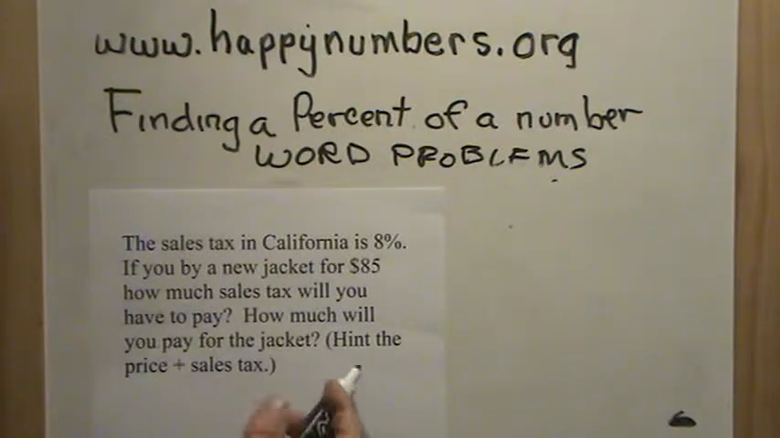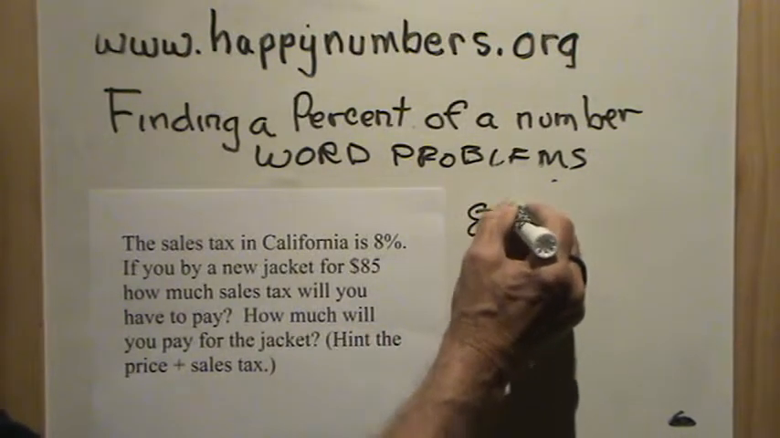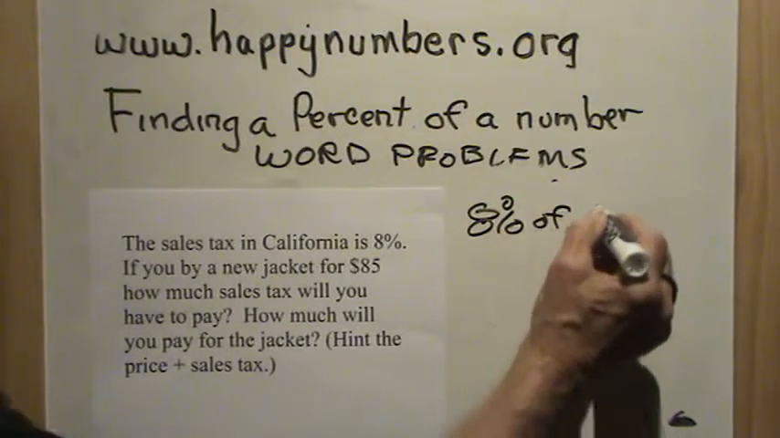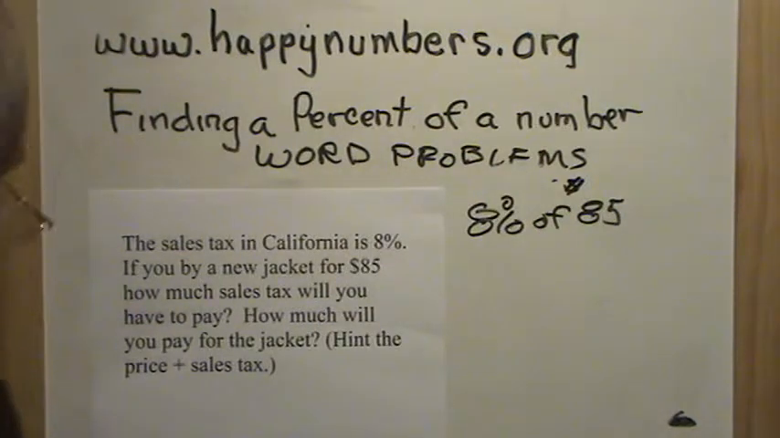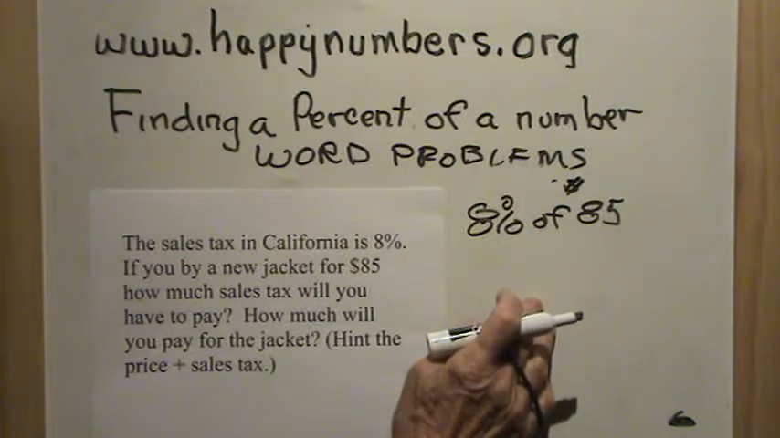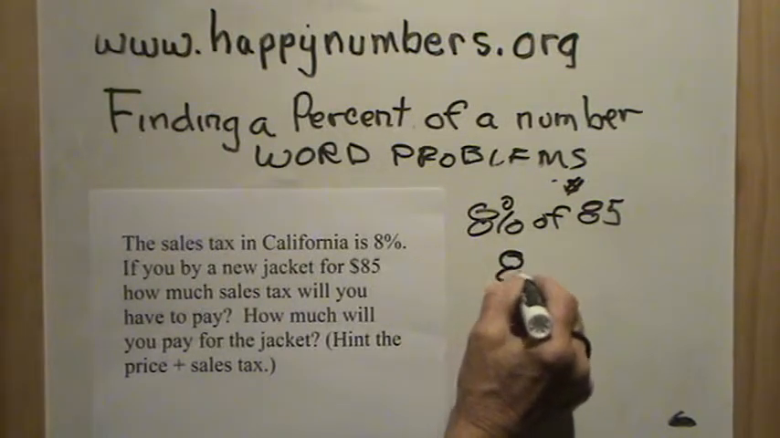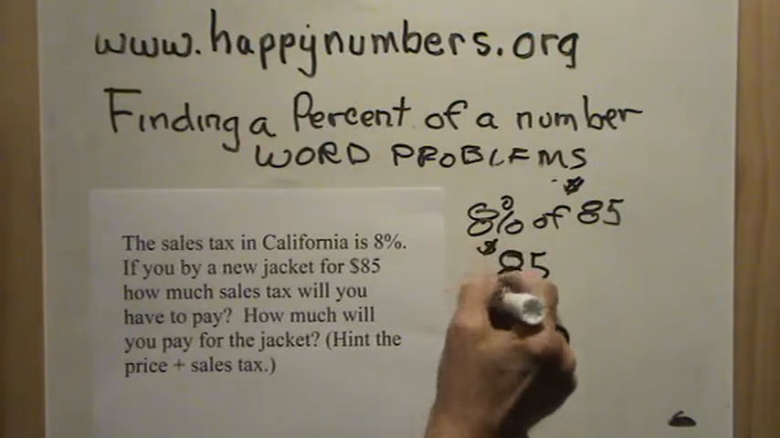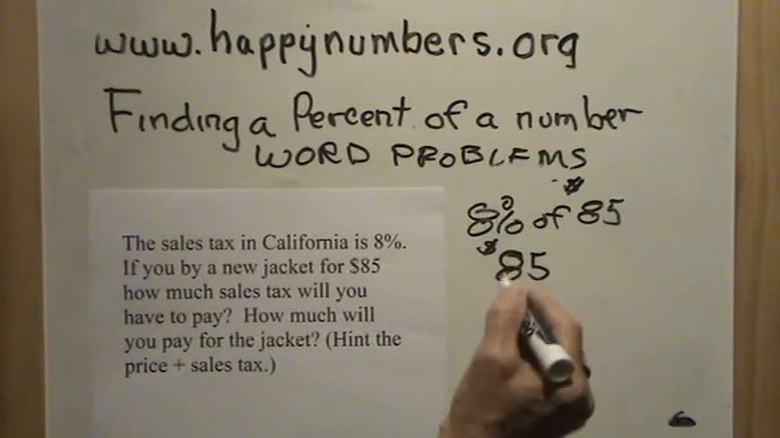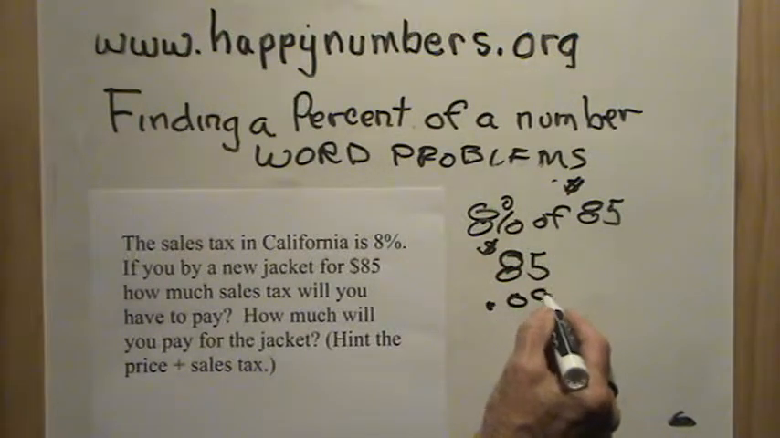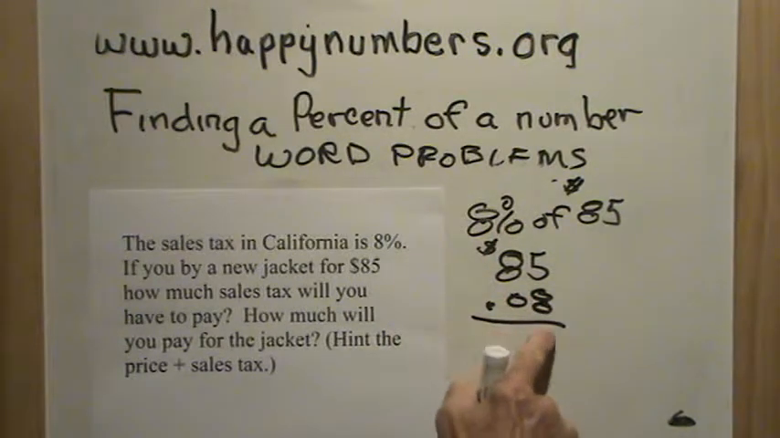Okay, so the question is, what is 8% of $85? Well, again, I'm not going to use the fraction method because it can get pretty yucky. I'm going to use the decimal method. So I have $85, and I know I moved the decimal place 2 this way, 1, 2, so I wind up with 0.8. So I've changed 8% into the decimal 0.08.